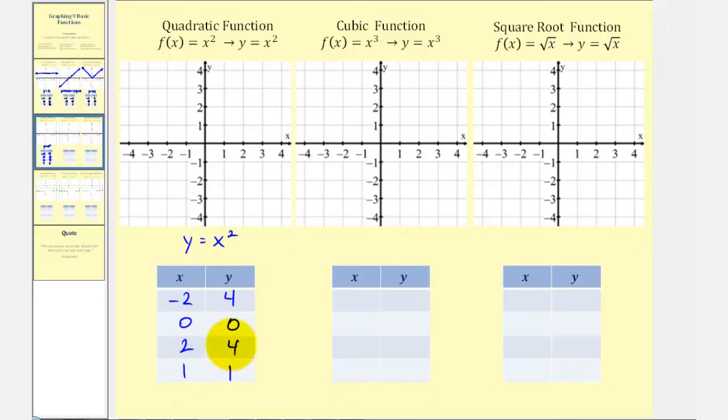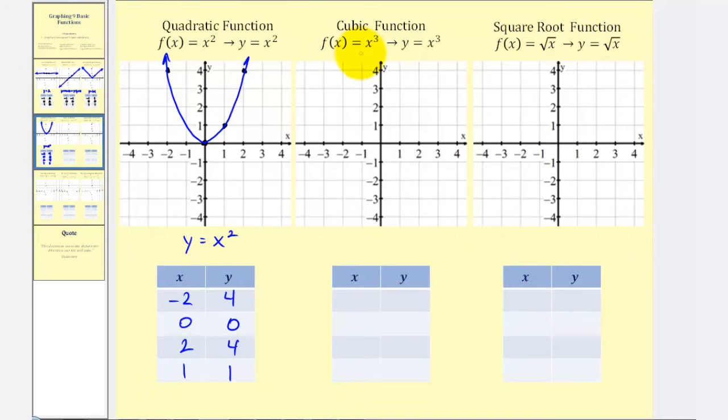1 squared is 1. So -2, 4 is here. 0, 0, 2, 4, and 1, 1. This would give us a U-shaped parabola that looks like this. Of course, if we need to, we can always find additional points.